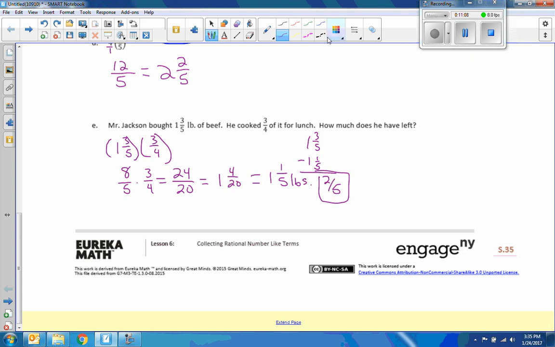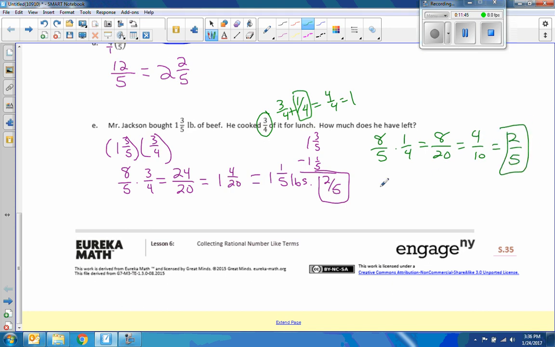Okay. Another way to look at that, if that was confusing: if he cooked 3/4 and it says how much does he have left, well, 1/4, because 3/4 plus 1/4 equals 4/4, which equals 1 whole, the entire amount total. So how much is left is a quarter if you cook 3/4. So then I could take that original 5 times 1 plus 3, take 8/5 and multiply it by 1/4 and be done in one step. 8/20. That reduces to 4/10. And that reduces to 2/5. And that's what I got.